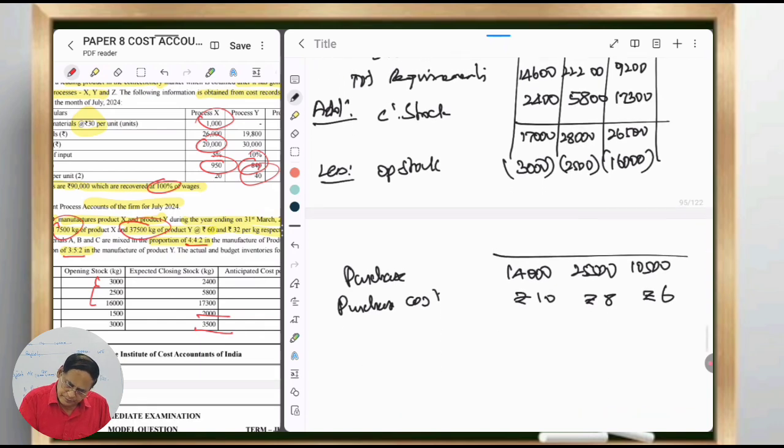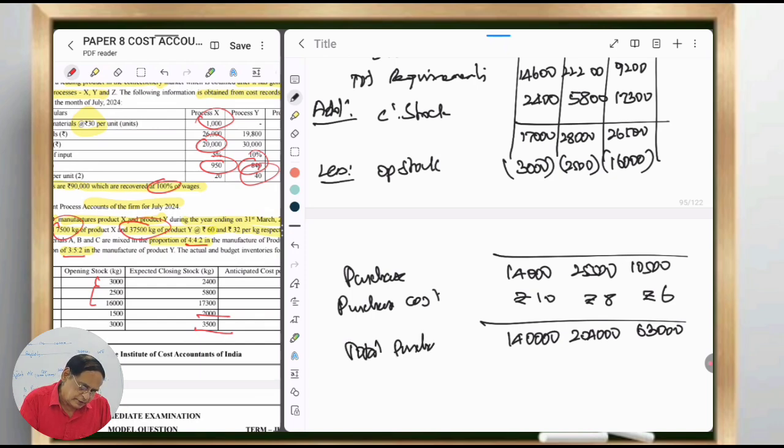So the purchase budget is 14,000 into 10, that is 1,40,000, 25,500 into 8 rupees, that is 2,04,000, and then 10,500 into 6, that is 63,000. So this is the total purchase.